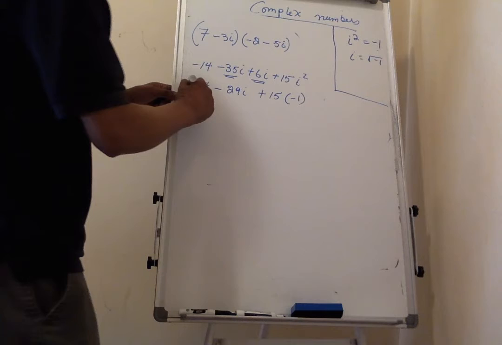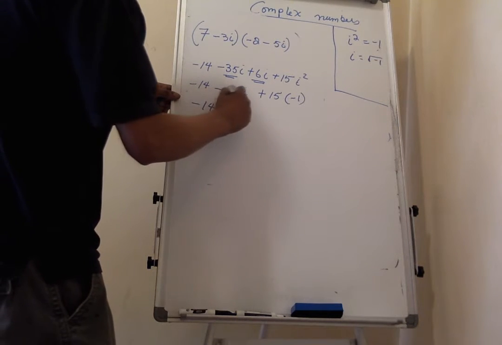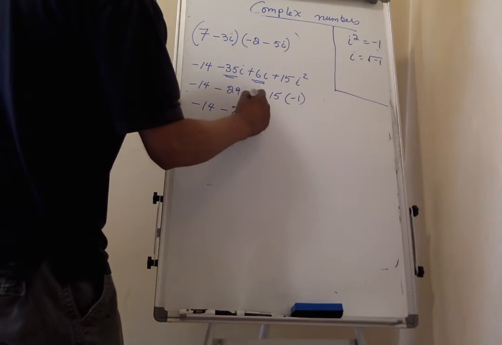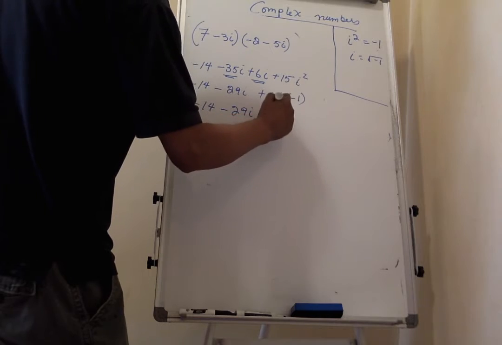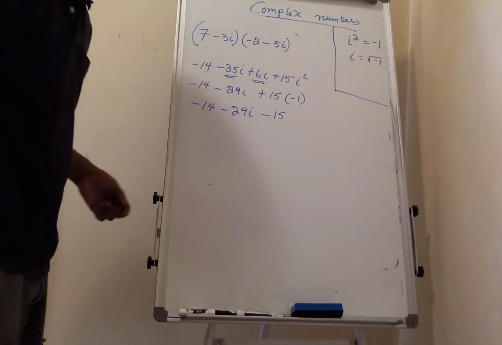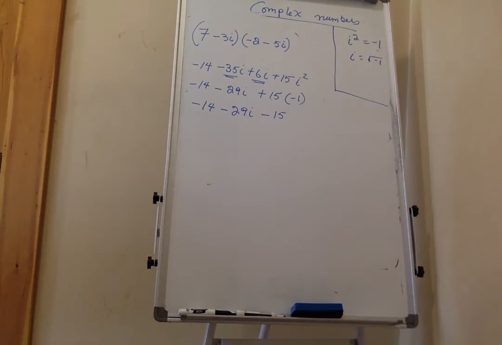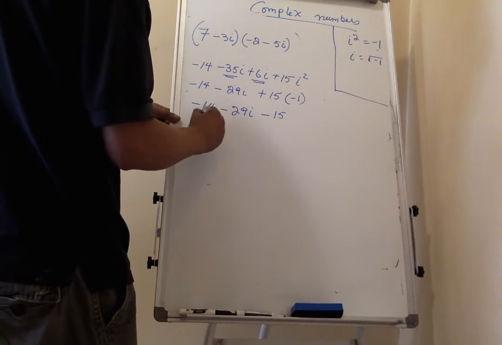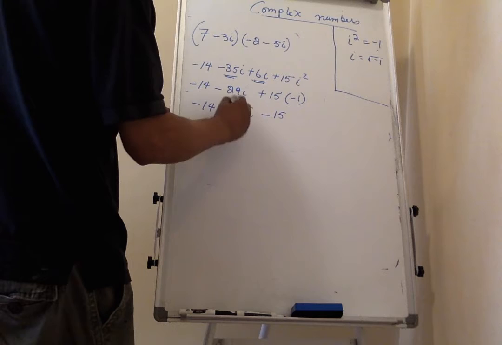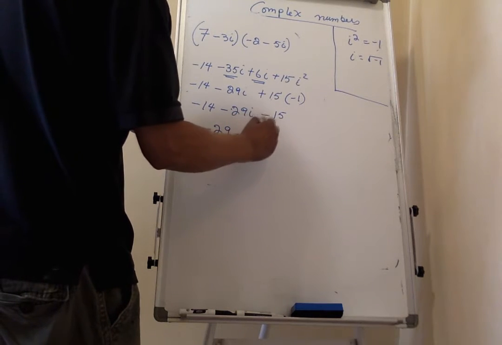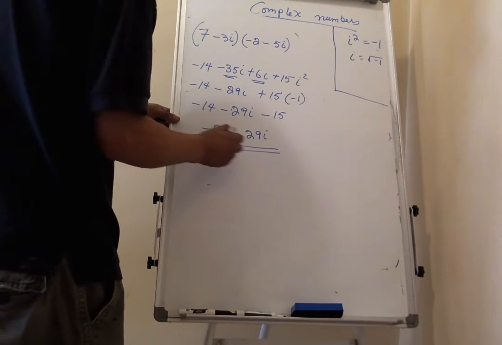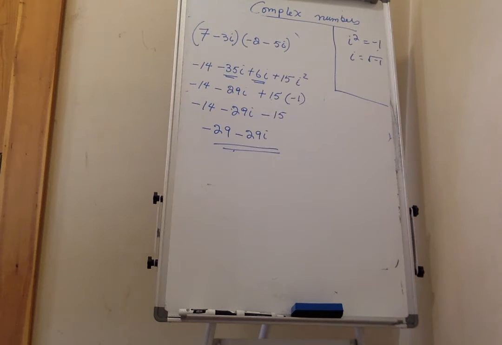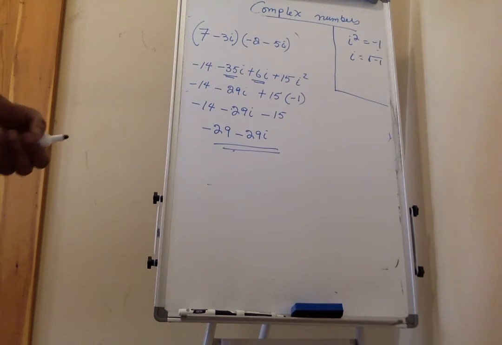Then we're going to go ahead and minus 14 minus 21i, and negative 1 times 15 is negative 15. Now combine like terms. Minus 14 and minus 15 is minus 29. Then you're going to bring minus 29i, and you're done. Okay, so that is what we mean by multiplication.